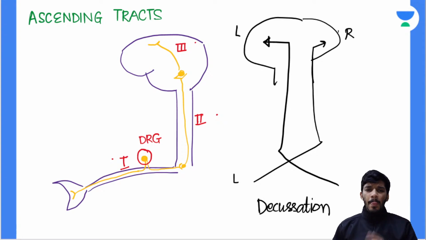Is that clear? Where will the first order neurons be? They will always be in the spinal ganglion. That means they are going to be there in the dorsal root ganglion. They will cross over, that is, they will decussate before reaching the sensory cortex. They will give rise to certain collaterals for spinal reflexes. Okay? With that understanding in mind, let's quickly begin.